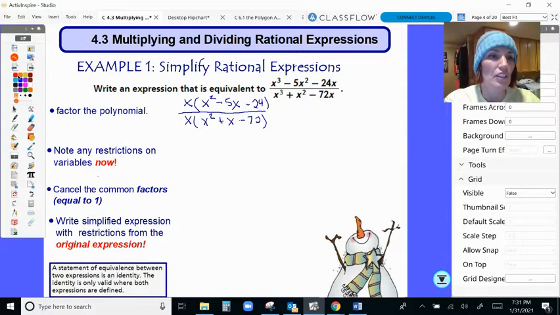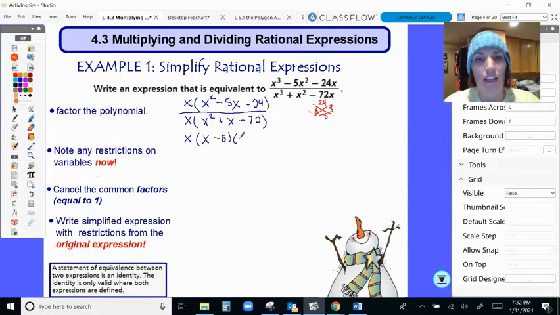Now I'm going to continue to factor this trinomial right here. Factors of negative 24 that add up to negative 5 are going to be negative 8 and a positive 3. It's not writing very well. So I'm going to factor that out some more. Then the top is going to be x times x minus 8 times x plus 3, divided by the bottom one.